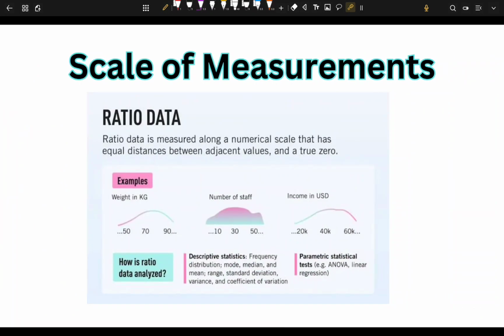Ratio data is measured along a numerical scale that has equal distances between adjacent values and a true 0. So, ganun din, para lang siyang interval data. Paano natin ina-analyze yung ating ratio data? Frequency distribution, mode, median, mean, range, standard deviation, variance, and coefficient of variation. Ginagamit nating statistical test, ANOVA or linear regression, and etc.